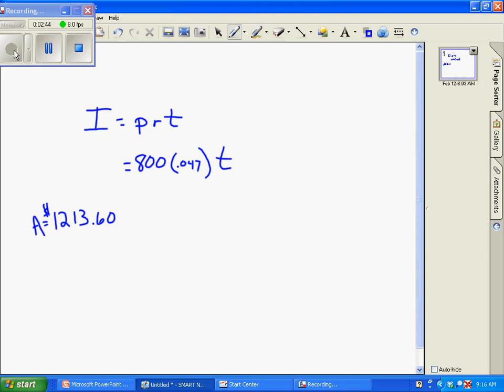Okay, Emily? Balance. Okay. It's what you get after everything that happens, like after the time is what you have. Right, it's after it's all said and done. I like to remember it by saying it's all done. It's all of the money together. It's what's in your account. So if this is what's in your account, 1213.60, and I started with 800, I find the interest by subtracting.